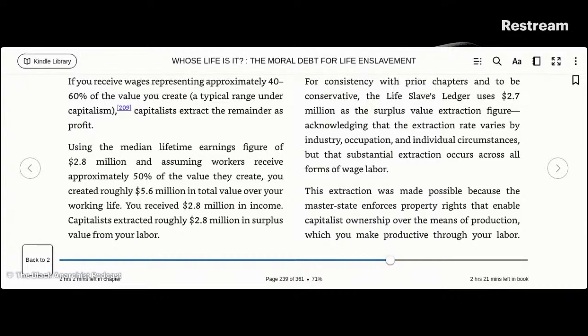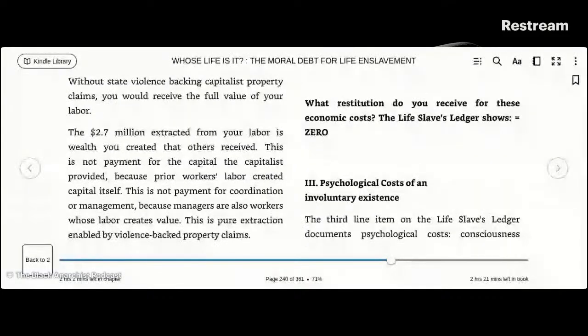This extraction was made possible because the master state enforces property rights that enable capitalist ownership over the means of production, which you make productive through your labor. Without state violence backing capitalist property claims, you would receive the full value of your labor. The 2.7 million extracted from your labor is wealth you created that others receive.